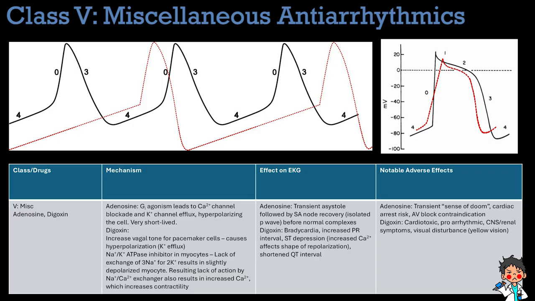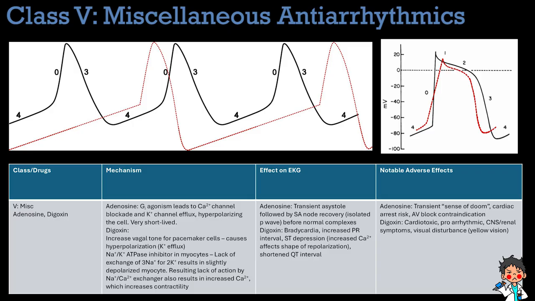Now, with digoxin, you don't get that sharp effect of adenosine, but it still hyperpolarizes the pacemaker cells, so of course you'll get a bradycardia. And because of its effects on cardiac myocytes, on the EKG, you'll see things like an ST depression, and that's because the increased calcium in the myocyte will have this weird effect on how repolarization happens, so that ends up looking like an ST depression on EKG.